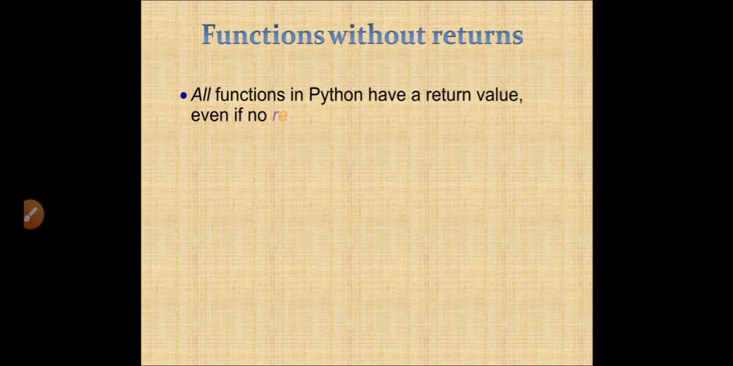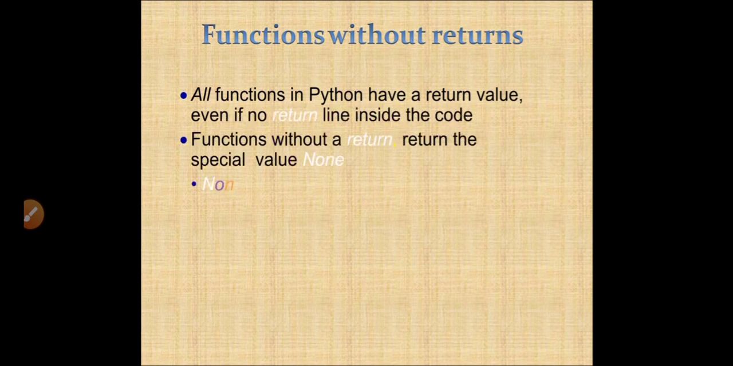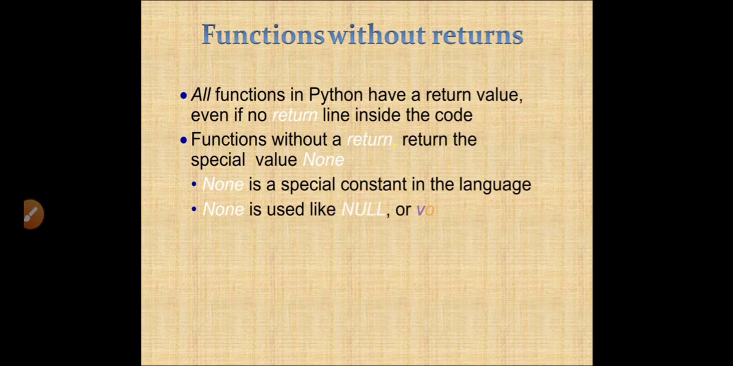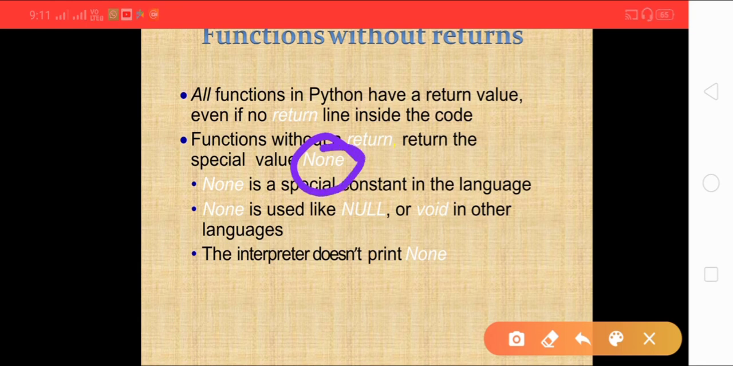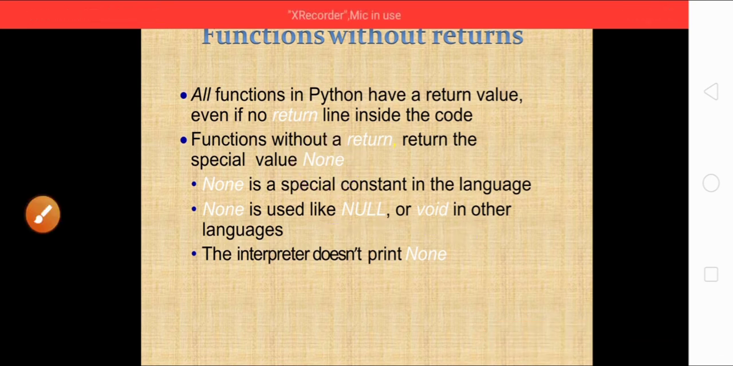Now, function without return type. We can create a function without returning anything. All functions in Python have a return value, even with no return line inside the code. That means if I am not returning anything, the function will return something, and that something is basically None. In other languages, this None is also known as null or void. So if you are not returning anything, that means your interpreter is returning None. That None is a special value that will not be printed by the interpreter.